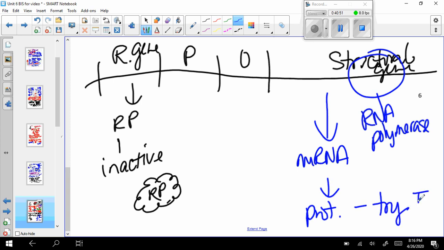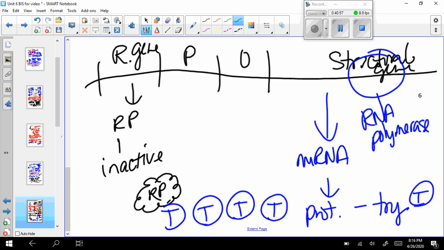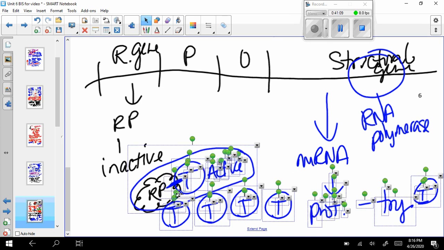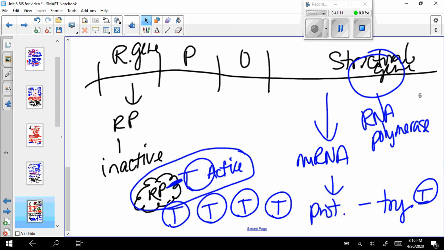So I'm going to draw it as a little T with a circle. If I start building up too many of these T's with a circle, they will actually bind to the repressor protein, and they are now going to make it active. So if I have a repressor protein and the T all together, I'm grabbing too many parts.